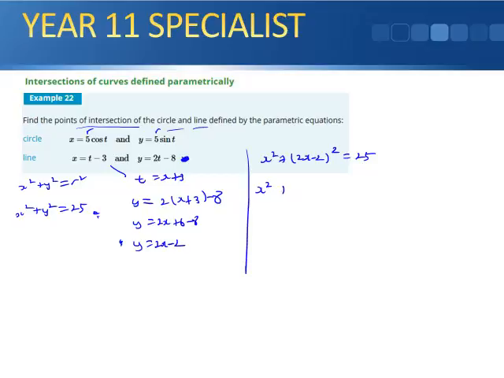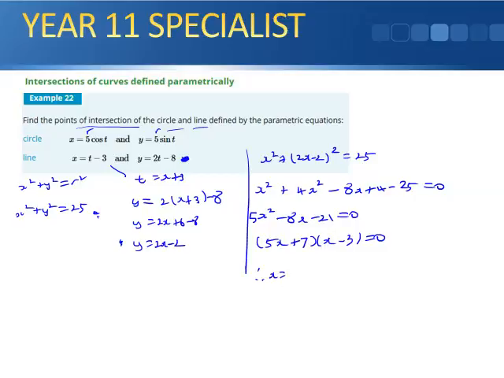So x squared plus 4x squared, minus 4 times 2x is minus 8x, plus 4, minus the 25 equals 0. So 5x squared minus 8x minus 21 equals 0. Factorising, this gives me plus 7 in here, minus 3 here. Therefore, x equals negative 7 on 5, or x equals 3.